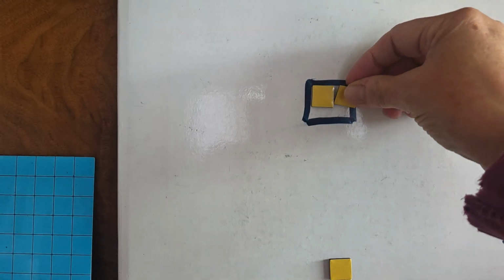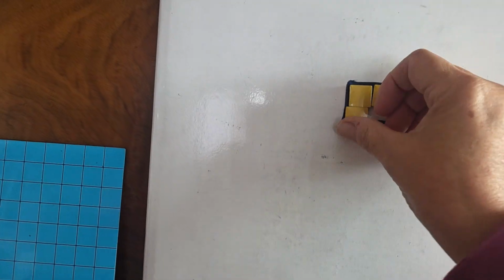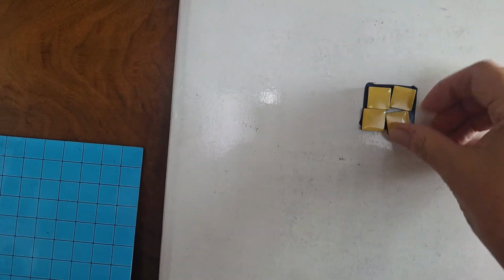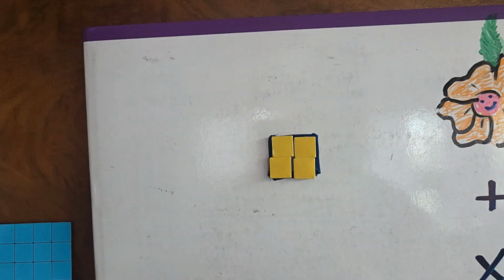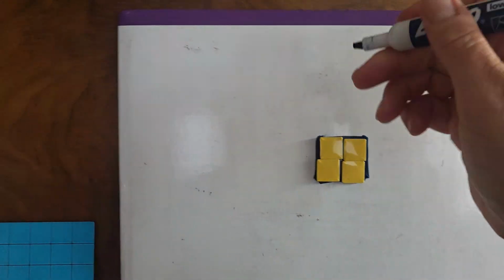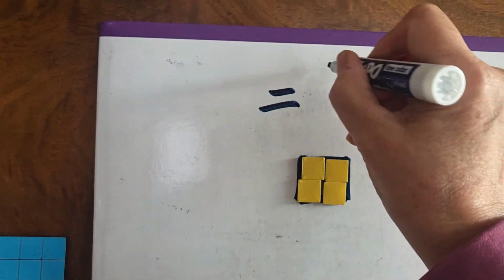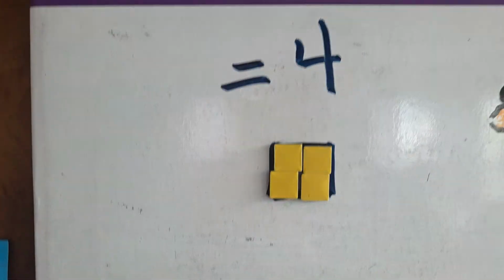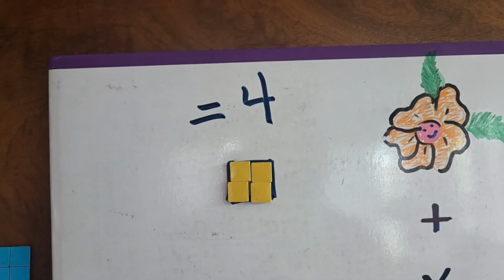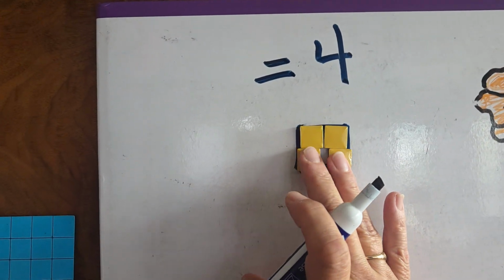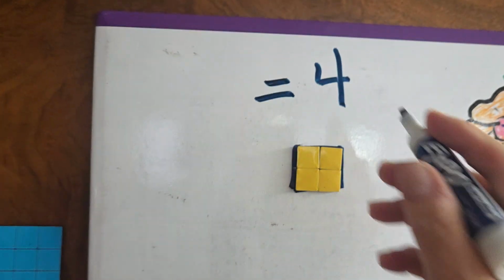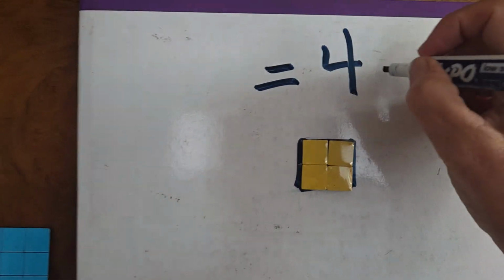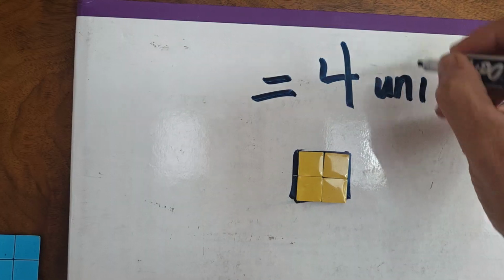1, 2, 3, 4. How many did I put in there? I can hear you. You're saying 4. So here, I'm going to put an equal sign 4. There are 4, they call them units. There are 4 units in here. So when you're talking about the units, 4 units.